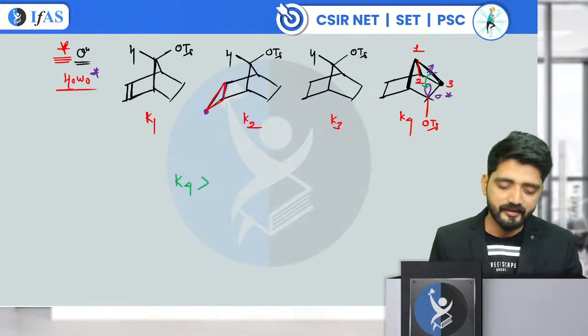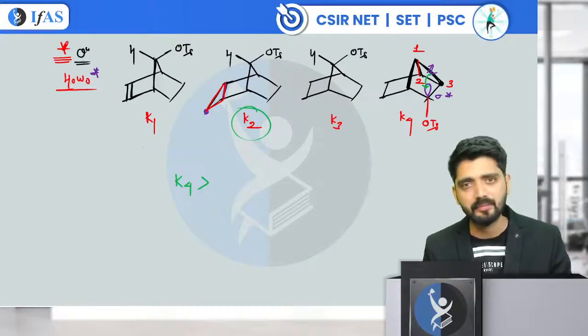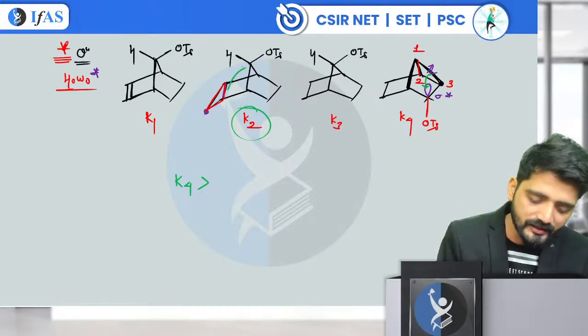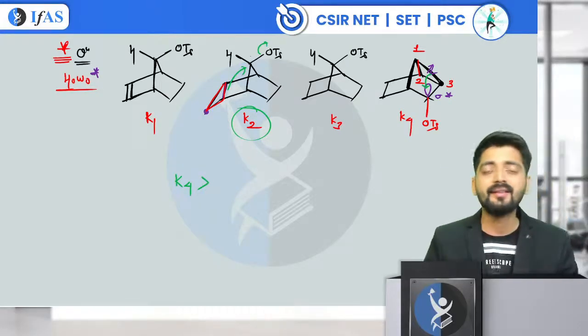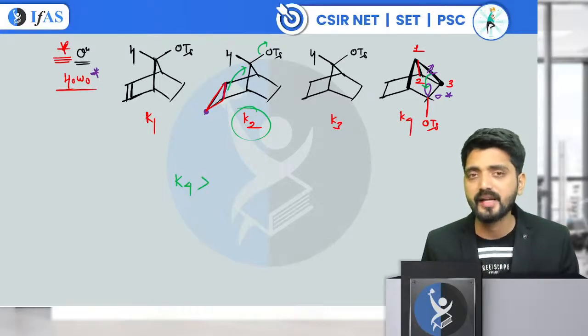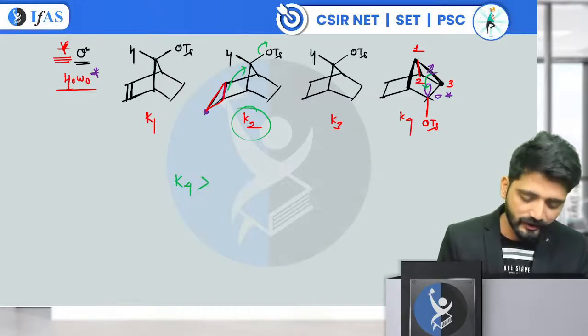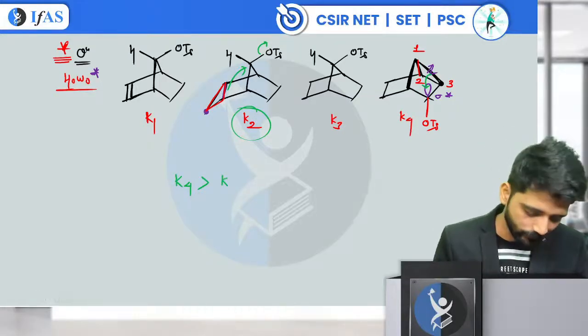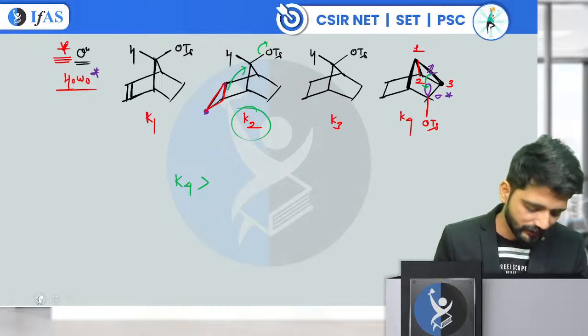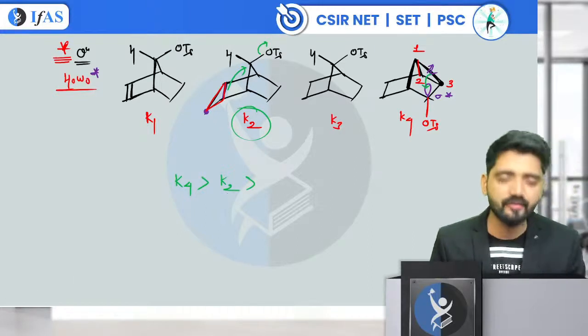Now we come to the second scenario. Again, in the case of K2, we have a three-membered ring. Since this sigma bond attacks into the sigma star, again the strain of the ring is released. So this type of rate for attacking into sigma star of the OTs is going to be very fast. So the second is your K2. It means after K4, the rate will be high for the K2.